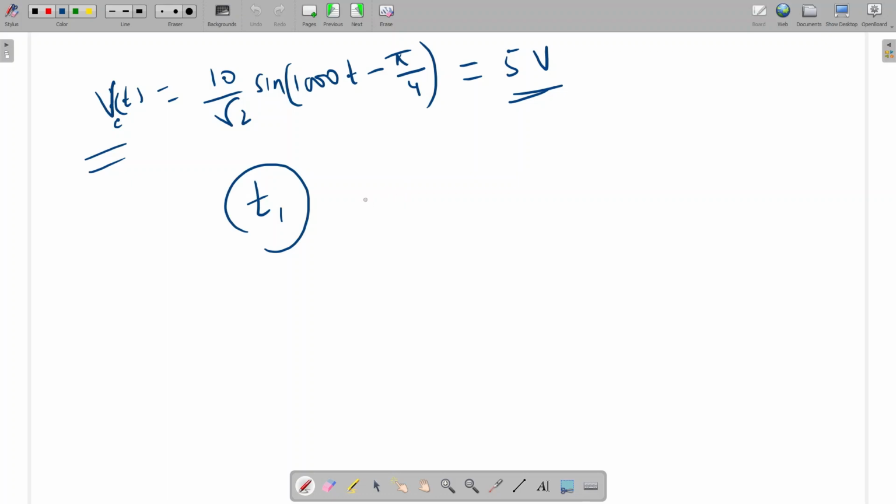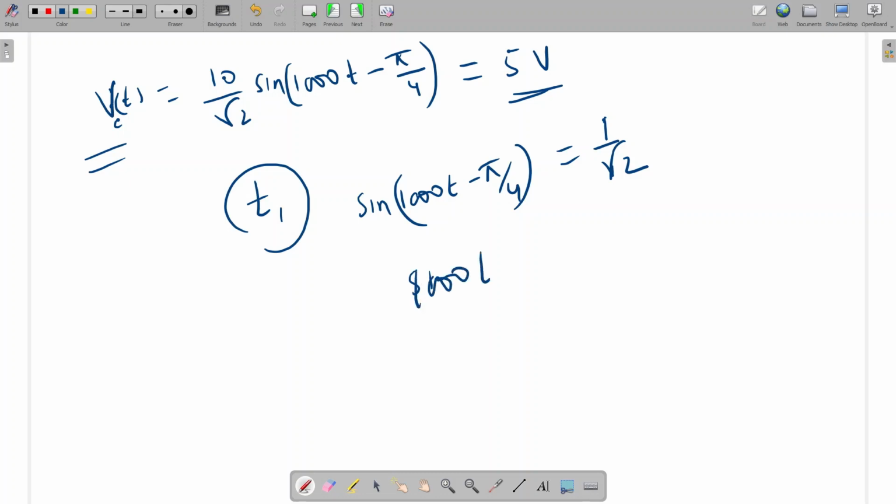So what will it be? Sine of (1000 T minus pi by 4) is equal to how much? This is 1 by root 2. So it will be sine inverse of 1 by root 2, which is 45 degrees, pi by 4. So 1000 T is equal to pi by 4 plus pi by 4, which is 2 pi by 4, equal to pi by 2. Okay, so T will be pi by 2000.